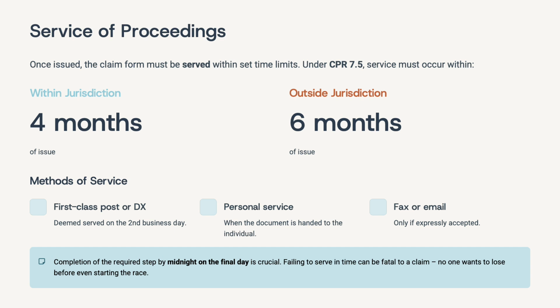Service of proceedings. Once the claim form is issued, it must be served. Of course, the defendant must be told. And here the Civil Procedure Rules are less forgiving than a British traffic warden. Really? We don't have British traffic wardens or British traffic police and all. Usually they are discreet. So under CPR 7.5, you must serve within 4 months if the defendant is in England and Wales, and 6 months if they are living abroad. Service methods are listed like a menu: post, DX, personal delivery, or email, but only if the other side agrees. Timing is strict.